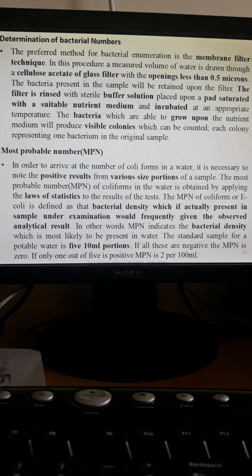Similarly, for another set of 5 test tubes we pour only 1 ml of the water sample into each, so the quantity taken together for this second set will be 5 into 1 ml, that is 5 ml. In the same way, in the third set of 5 test tubes, only 0.1 ml of water sample is dispensed, so the total quantity for the third set will be 5 into 0.1 ml, which is 0.5 ml only.